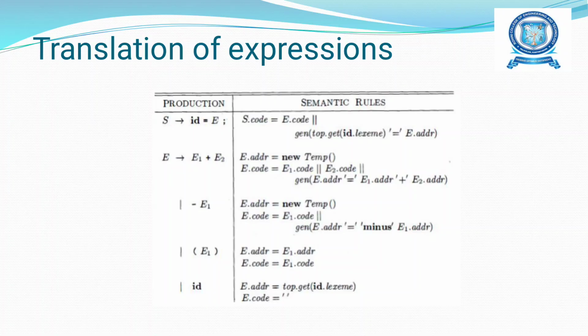So this is the translation scheme for three-address code generation. For expressions, consider an expression with sub-expressions E1 + E2. You have to create a new temporary variable for the left side non-terminal E with the attribute address, so E.addr is a new temporary variable. Then what is the code for that? E.code has the concatenation of the code of E1 and E2 with the operator plus. That is the semantic action for three-address code generation.